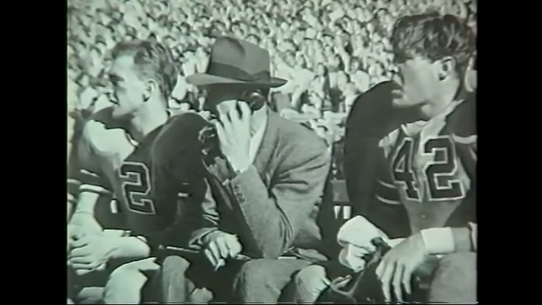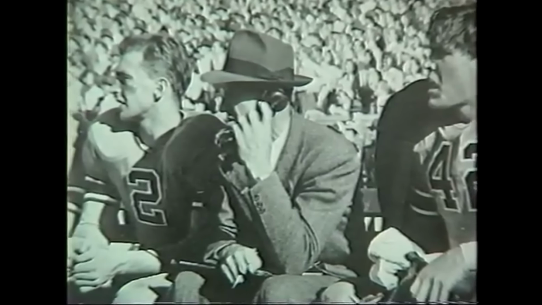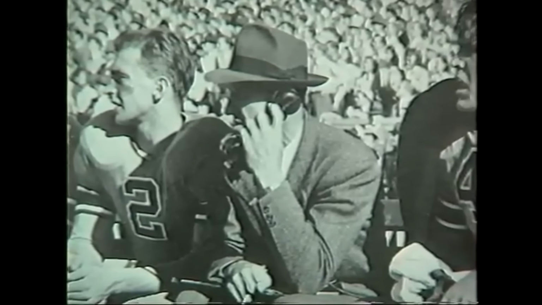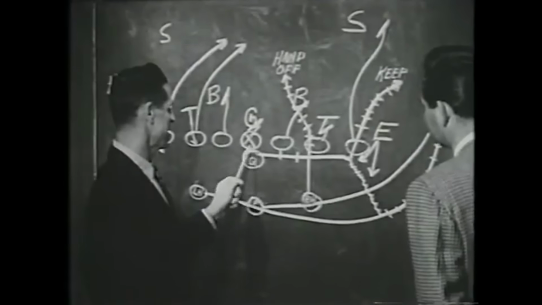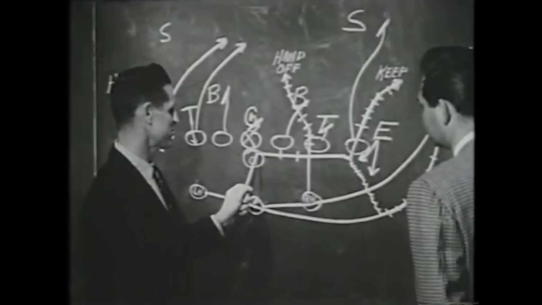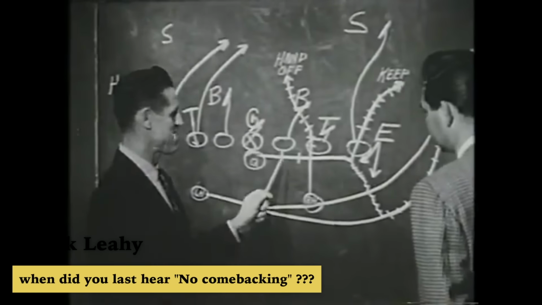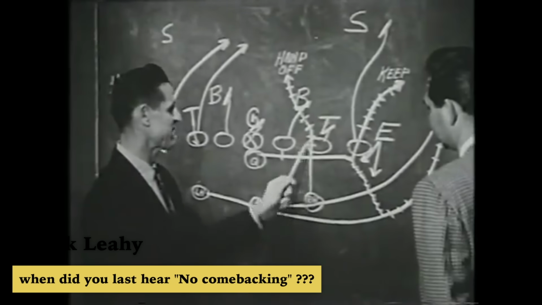He called it the split T. More accurately, it was the Farrow T, and it would revolutionize football. Now the quarterback takes the ball from center here and moves directly down his line, and he may hand off to this right halfback hitting in.